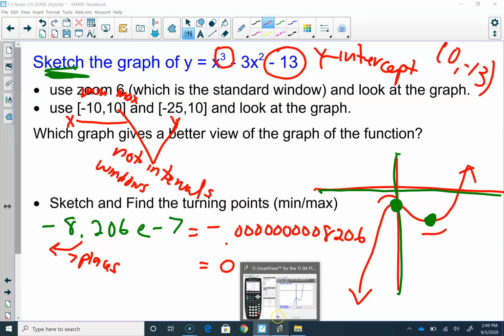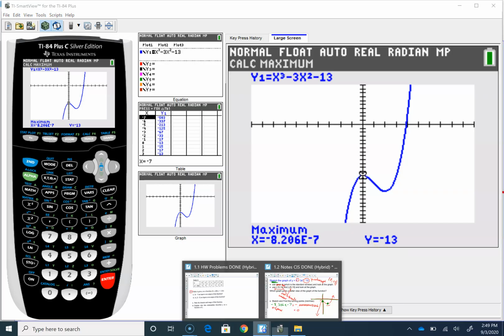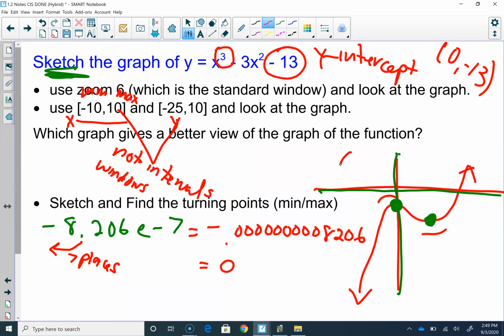So that's just a fancy way of saying 0, negative 13. That is that max there. So I'm going to put that right on here: 0, negative 13. And then I'm going to find the minimum right here.